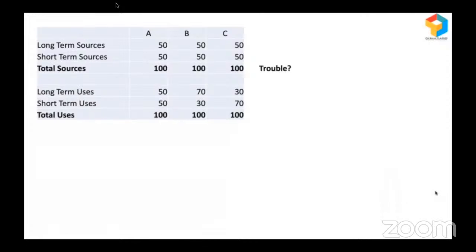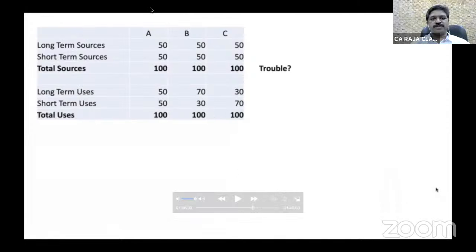Company A, they've raised long-term funds of 50. They've raised short-term funds of 50. So a total of 100, of which 50 is used for long-term, 50 is used for short-term. Company B also raised in the same pattern, but of which 70 is used for long-term and only 30 is used for short-term. And C raised in the same pattern, but of which only 30 is used for long-term and 70 is used for short-term. So you have to tell me which company is in trouble. Okay, so think it over, because here we actually test the fund utilization principle.